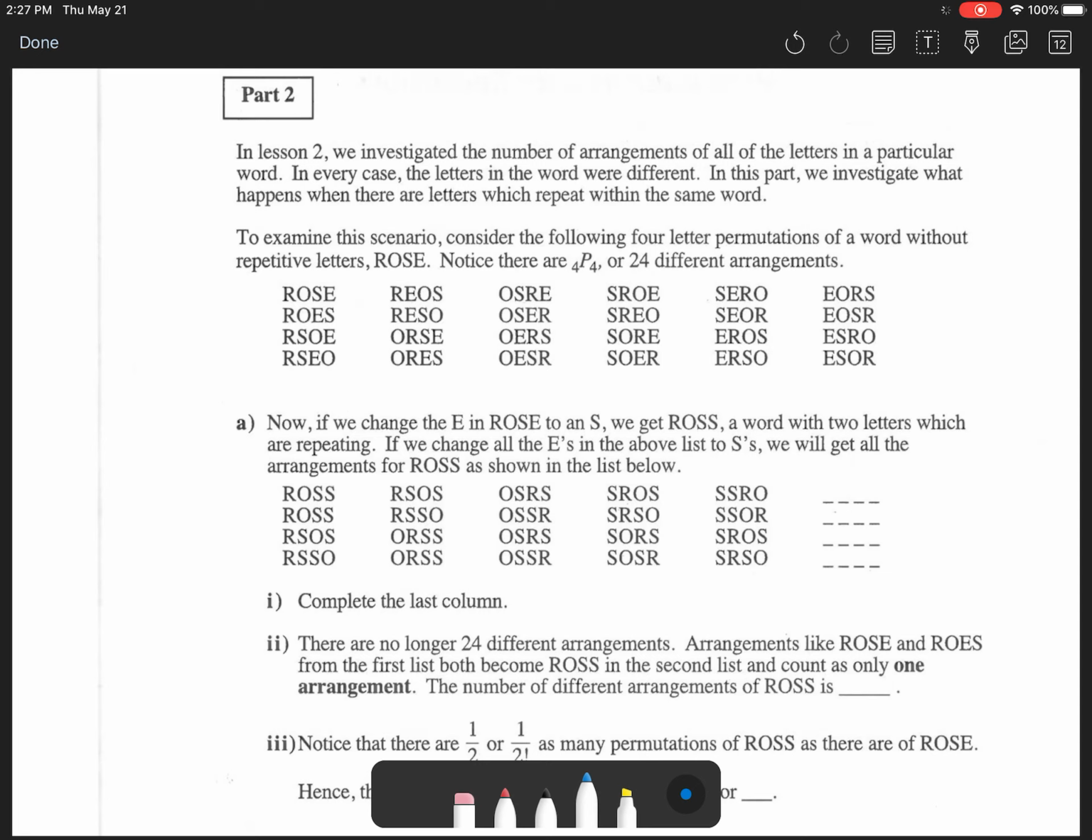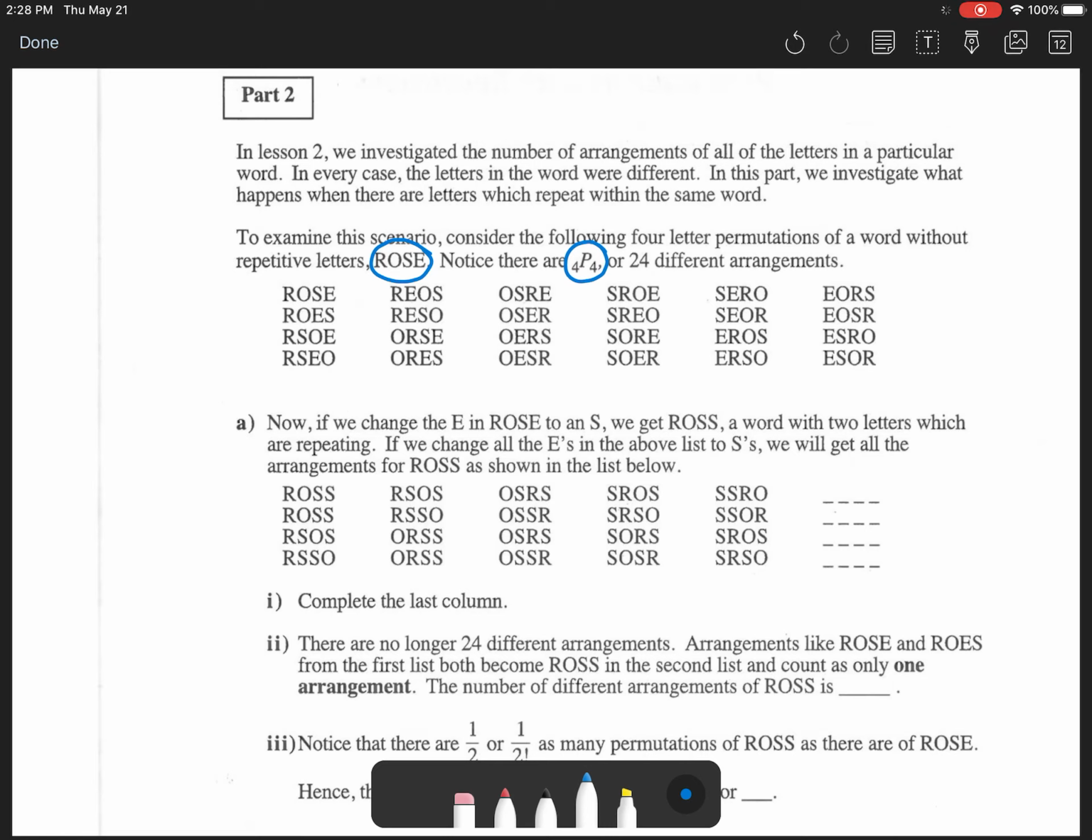In this part, we're going to investigate what happens when there are letters which repeat within the word. So to examine this scenario, we start with the word rose. In this word rose, just like in the previous examples and previous lessons, all 4 letters are different. So again, it would just be like me saying to you, how many different ways can you arrange 4 items or 4 elements? Well, it would be 4 factorial, or 4p4 as they basically have here.